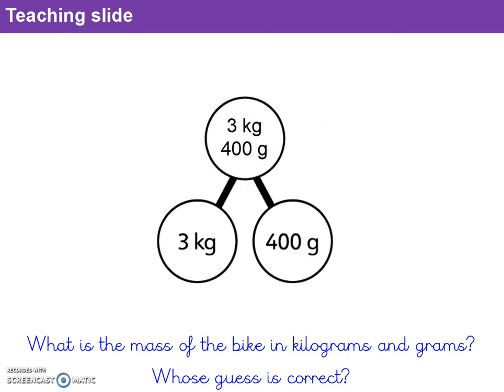And when we use our part-whole model, we can put those two amounts together. So we can put our 3 kilograms and our 400 grams together, we've counted, to make 3 kilograms, 400 grams. So what is the mass of a bike in kilograms and grams? Well, it's 3 kilograms and 400 grams. So now we can move on to the next part of this question.